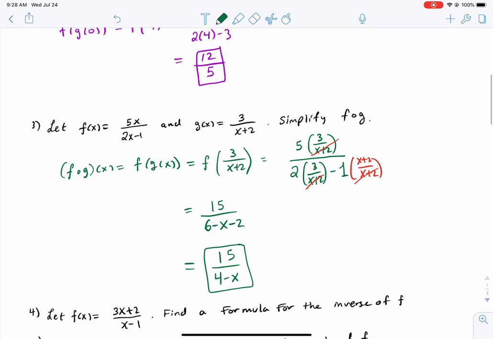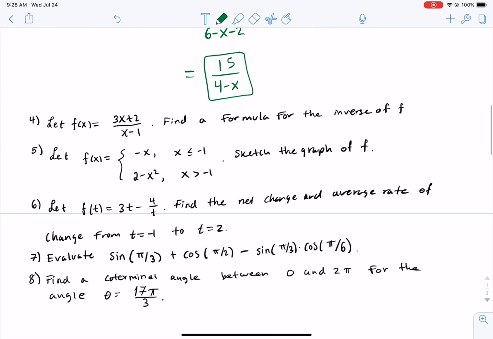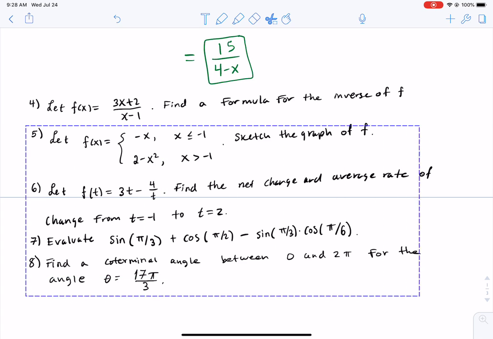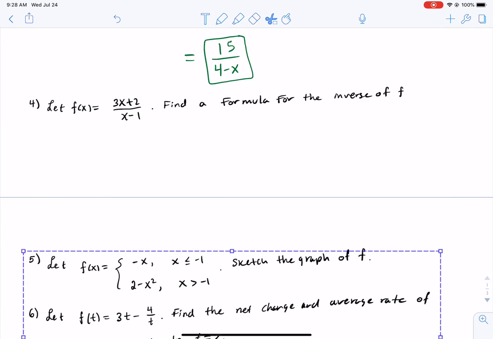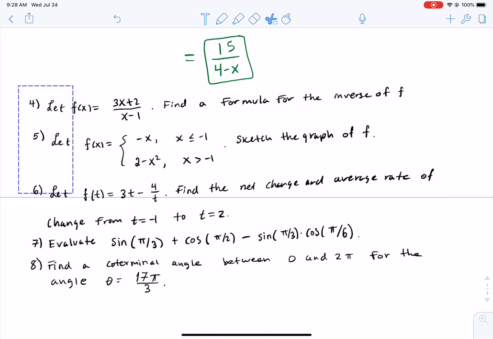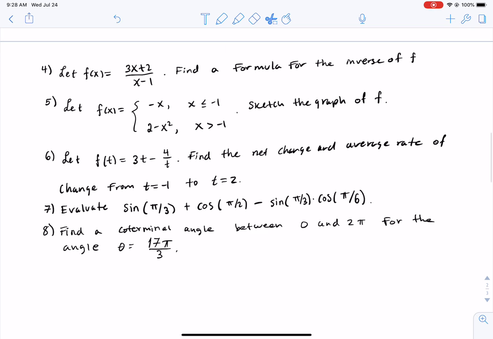So for number 4, we're given a function, and we are asked to find the inverse for this. Let me move the entire thing down. There we go. And now let me move this down.